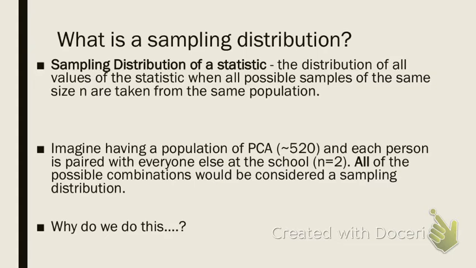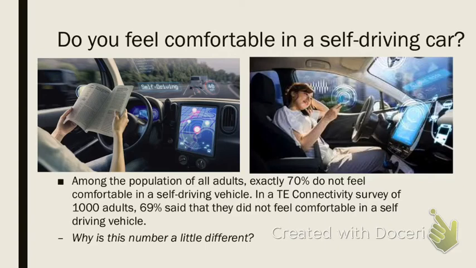So why do we do this? This seems kind of redundant. When we have all 520, why would we pair everyone with everyone? What's the purpose? So, question I'm going to ask you.